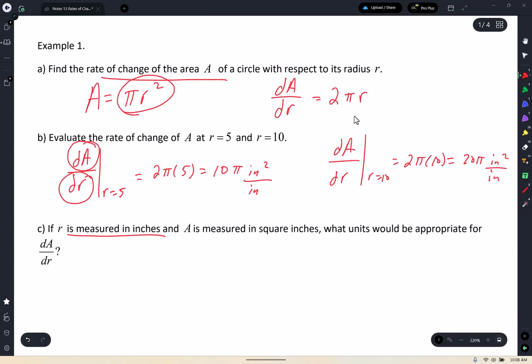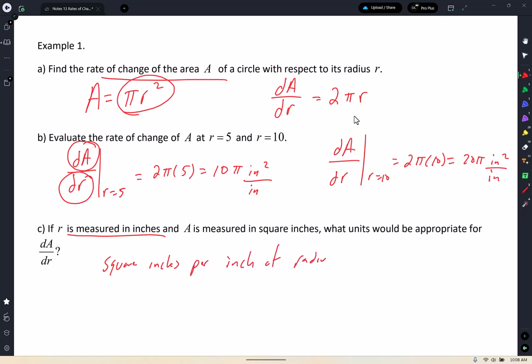If r is measured in inches and A is measured in square inches, what units would be appropriate for dA/dr? Square inches per inch of radius. Square inches per inch of radius. Do not cancel out the units. And that's it. What do you guys think? Not bad? Pretty straightforward?